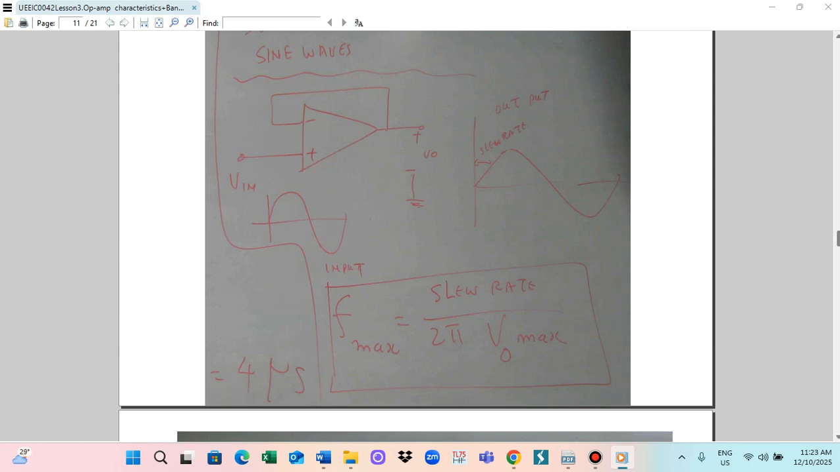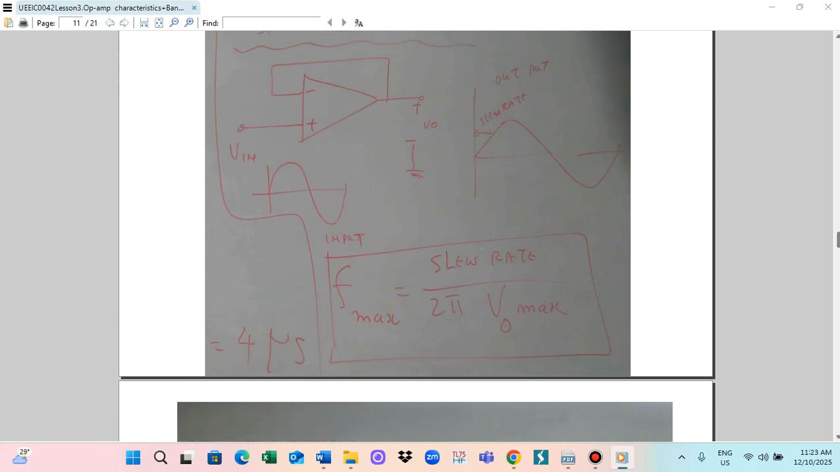So this limiting frequency, the acceptable maximum frequency, can be calculated. The equation is slew rate divided by 2π times V0 maximum. This is the maximum allowable frequency that can be used for the operational amplifier without the slew rate limitation occurring. So F maximum is equal to slew rate divided by 2π V0 maximum. This is the limitation for the sinusoidal circuit.